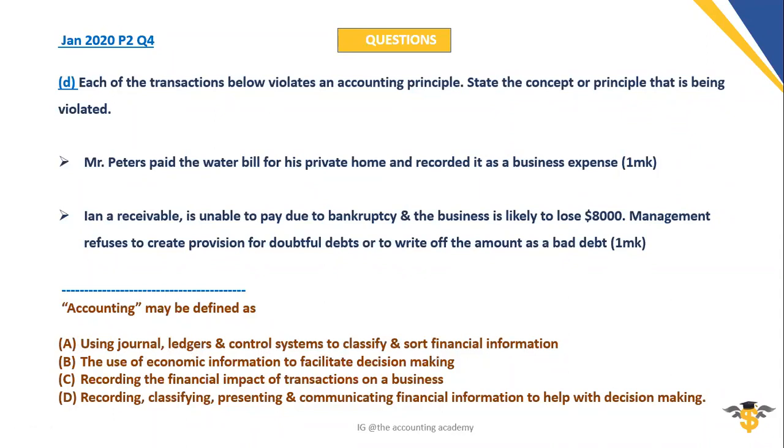Yeah, that's part of it, but that's not the whole thing. D actually gives us the full definition. It's recording, classifying, presenting, and communicating financial information to help with decision making. They didn't say assess performance and help with planning, but assessing performance and helping with planning, all that is covered under decision making. So this is how they're going to test.